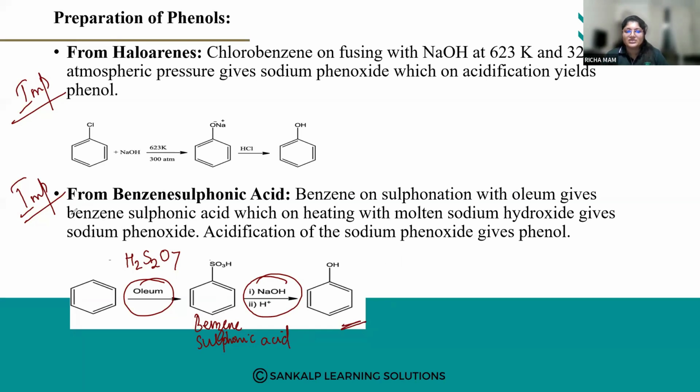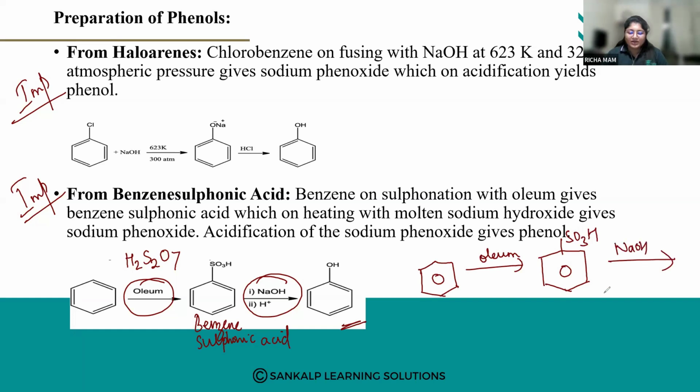So this is the reaction from benzene sulfonic acid. What have we done? We have taken benzene and reacted it with oleum, and I get the sulfonic acid, that is SO3H. This sulfonic acid I further react with NaOH, and I get O minus Na plus, your sodium phenoxide, and Na2SO3 will be given out. Further, I do acidification again: your Na plus ions will be replaced by H plus. So this is the preparation of phenol. Is it clear?